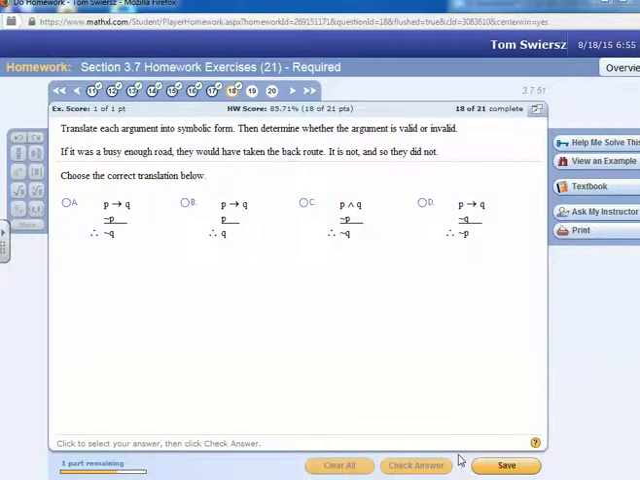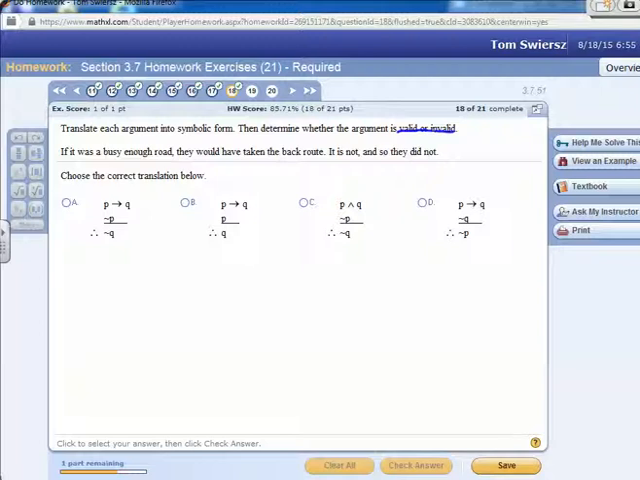Let's go ahead and solve homework exercise number 18 from section 3.7 homework exercises. It says translate the argument into symbolic form, then determine whether the argument is valid or invalid. All right. If it was busy enough on the road, they would have taken the back route. It is not, so they did not.